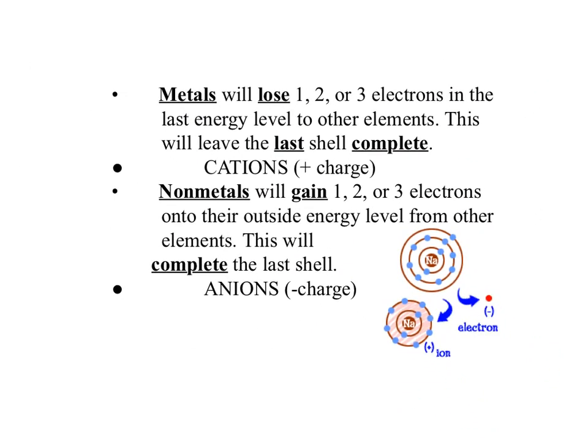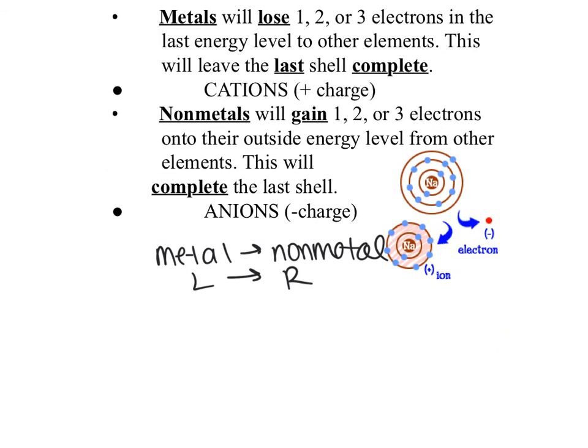So again, if a metal loses, then you need to have something that is going to gain. So my metals are going to lose, and they're going to bond with a nonmetal that's going to gain. Or an element from the left side of the periodic table bonds with an element from the right side of the periodic table. I'm going to have my cation, which is a positive, bond with my anion, which is a negative.